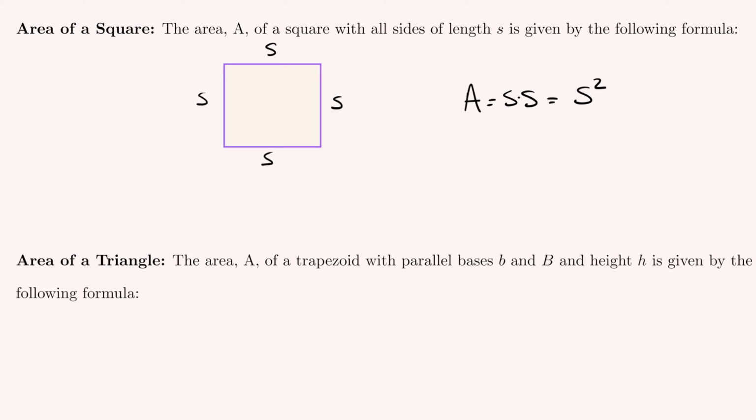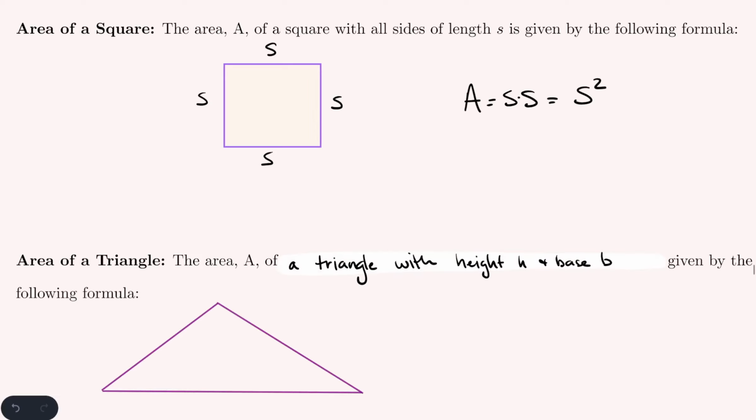Now, area for a triangle, if we have a triangle, we have 2 parts to the area formula for a triangle. The area is 1/2 times the base of the triangle times the height of the triangle. So if my triangle is oriented in the way that you see on the screen, the flat portion will be my base, and then from the middle of that up to the peak of the triangle, that would be the height.